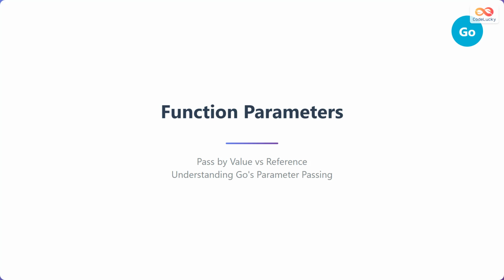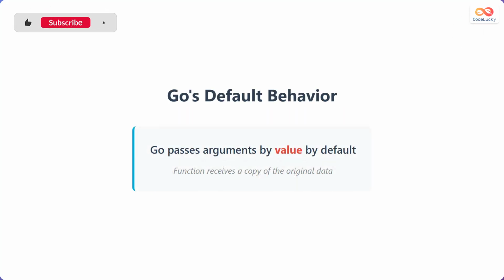Let's explore function parameters in Go, focusing on the distinction between pass-by-value and pass-by-reference, and how Go handles parameter passing. By default, Go passes arguments by value. This means that when you pass a variable to a function, the function receives a copy of the original data. Any modifications made to the parameter inside the function do not affect the original variable outside the function.